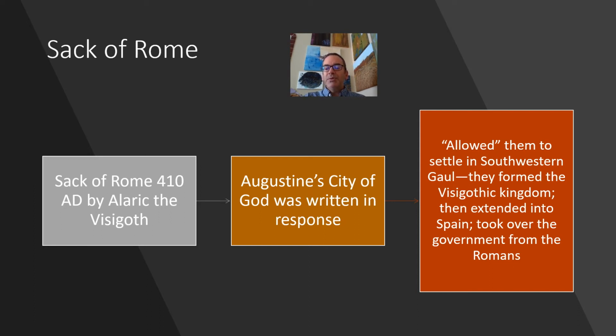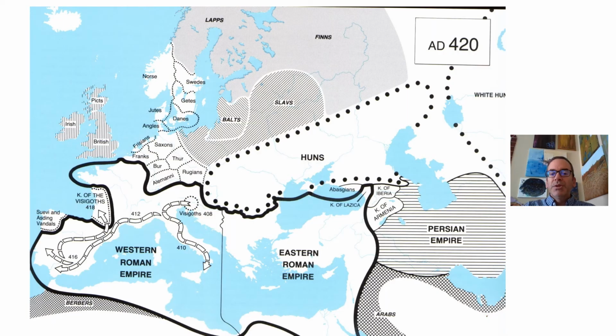And what they ended up doing is not necessarily destroying what the Romans had built, but they borrow various things from the Romans, like the style of government and so on, except for the king, and created their own kingdom. So here's a map in 420. So again, let me see if I can write on this.